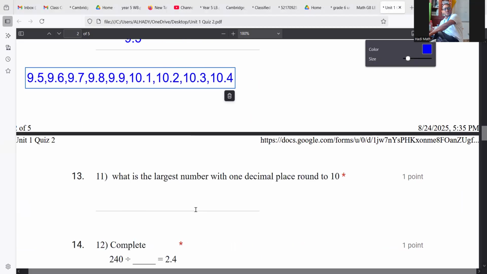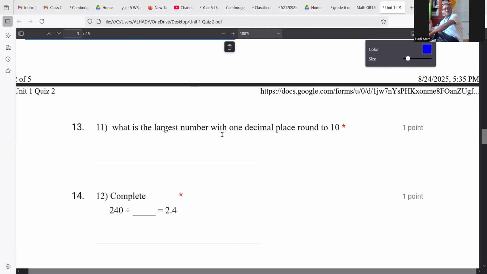Let's go to the question after question 13. They ask, what is the largest number with one decimal place that rounds to 10? Some people say 9.9. This is one of the common mistakes. Remember, 10.4 rounds to 10 and it is bigger than 9.9. So please keep in mind that the greatest number with one decimal place that rounds to 10 is 10.4.